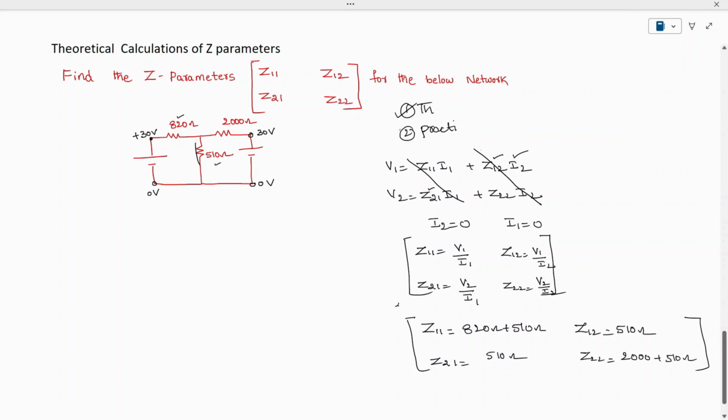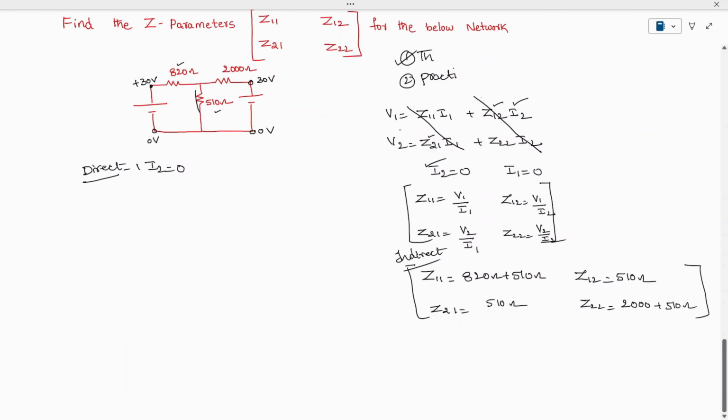This is what I am going to call the indirect or shortcut method of finding the Z parameters. We will also use the conventional method, as done experimentally. Now let's do it by the direct method of solving. In this direct method we make I2 equal to 0. When I2 is equal to 0, we get Z11 is equal to V1 by I1, as well as Z21 is equal to V2 by I1.